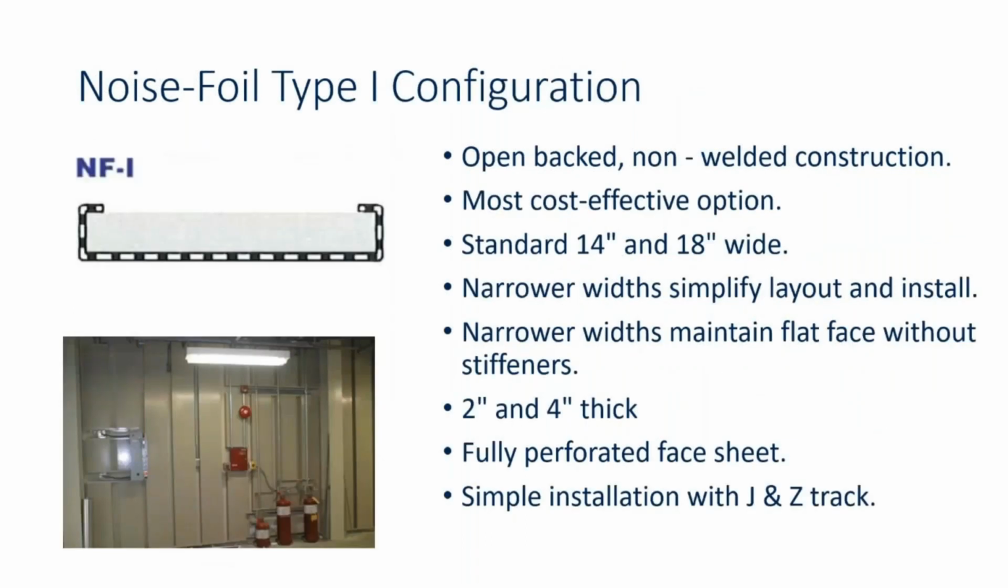Noise foil type 1 panels are our simplest panel to provide. They're an open-backed panel. They consist of a form perforated pan that's filled with glass fiber acoustical insulation. The left and right sides of the panel have a perforated edge, and then there's a perforated return on the back tab. Noise foil type 1 panels can be installed vertically or horizontally, and standard widths are 14 inches and 18 inches. We can provide these panels in a maximum width of 42 inches. Lengths up to and including 144 inches are available.